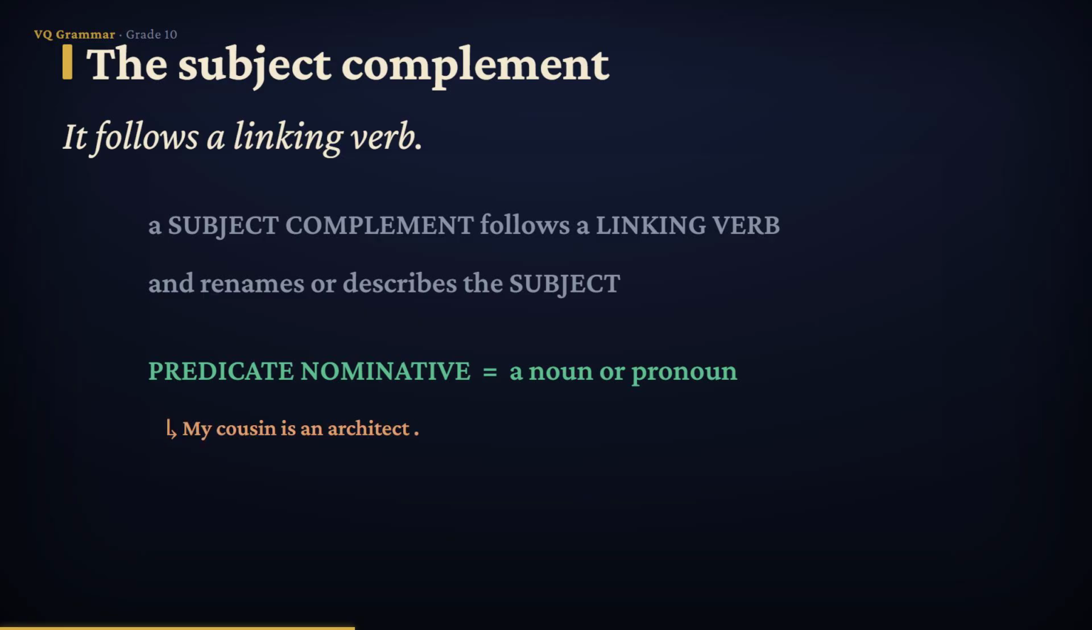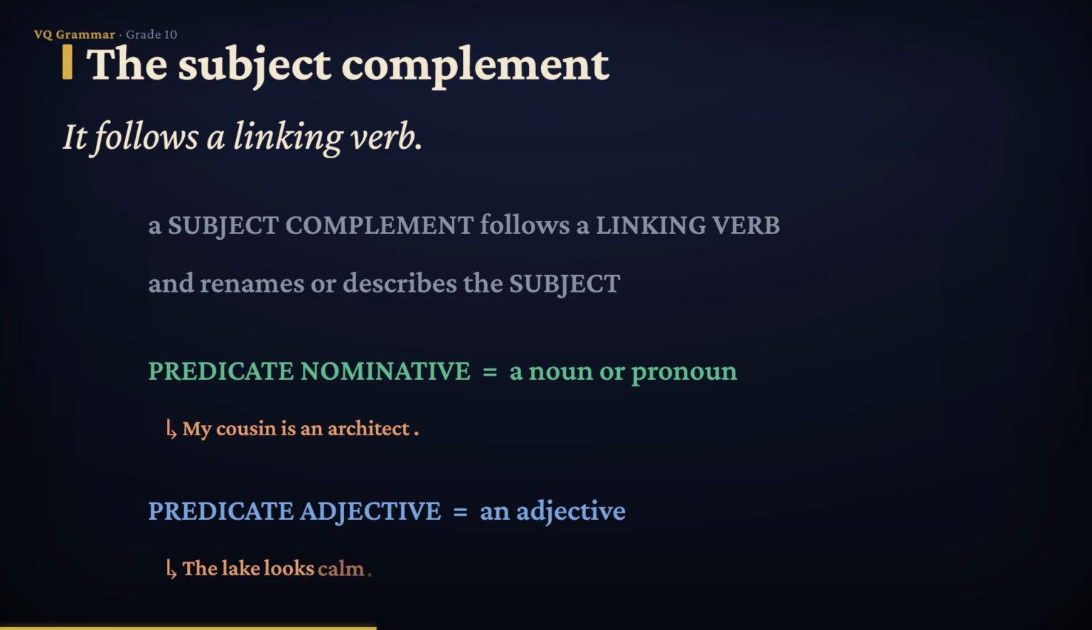My cousin is an architect. Architect renames my cousin. Same person, second name. The second kind is the predicate adjective, an adjective that describes the subject. The lake looks calm. Calm doesn't rename the lake at all. It tells us what the lake is like.